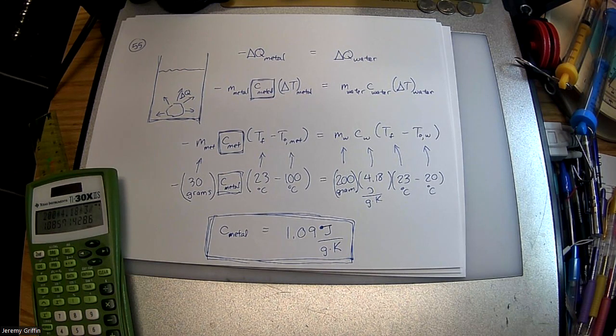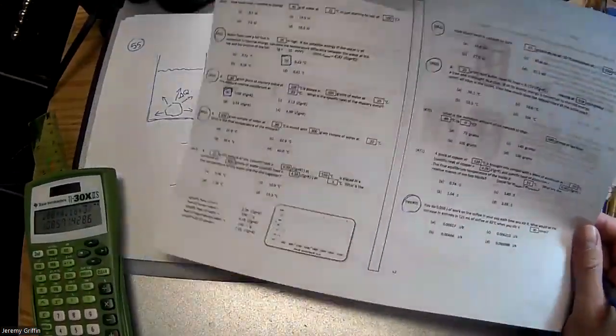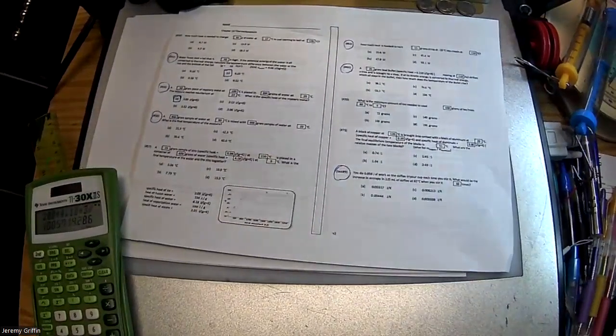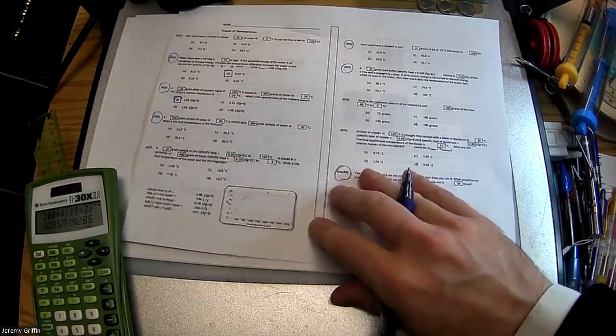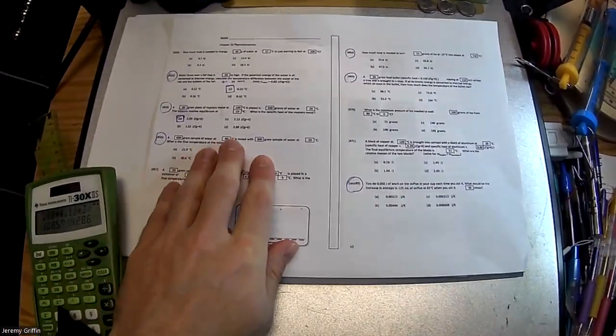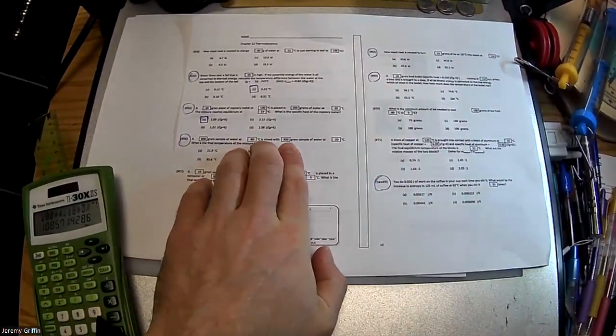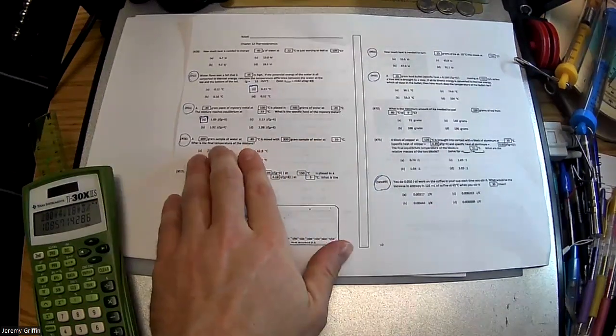All right, I'm going to move on to the next one, number 56. If anybody needs, that's right there. So many grams of water at so many degrees Celsius is mixed with a different mass of water at a different temperature, right? What's the final temperature of the mixture?